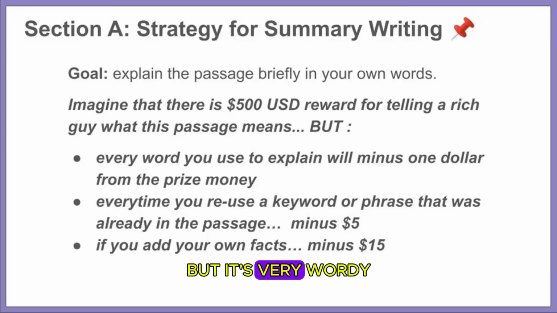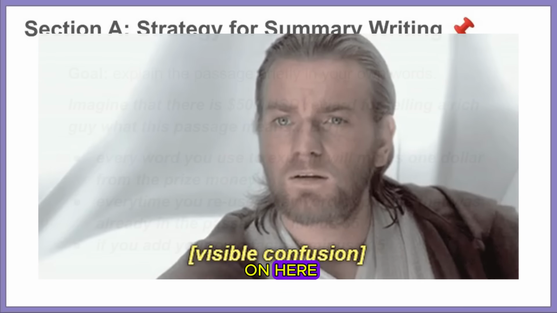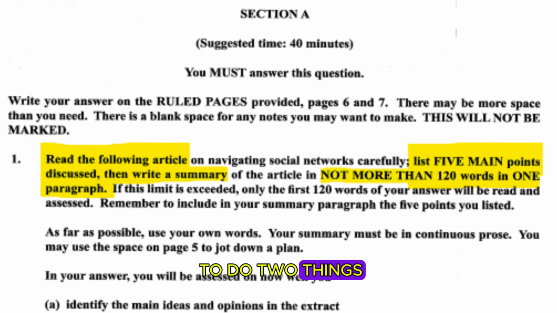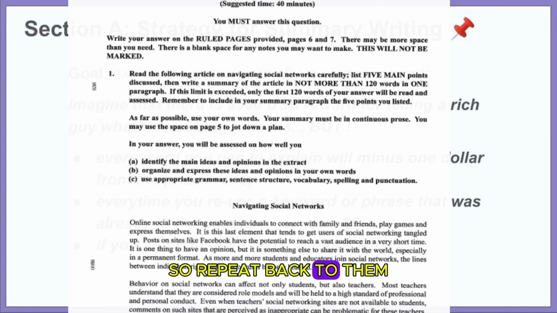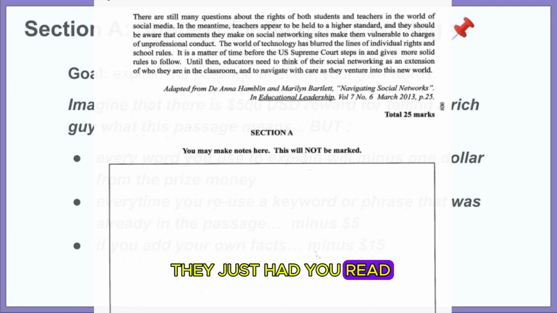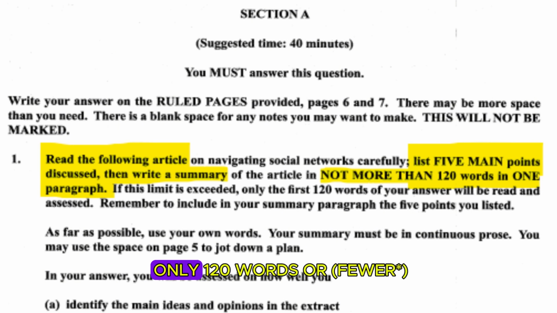But it's very wordy, and even when you're reading it, you'll notice that it's kind of hard to tell what's going on here, which maybe they put in to be part of the challenge, but it can be challenging. So your goal is to do 2 things. The first one is to pull out 5 main points from that section, and the second one is to summarize all of the information. So repeat back to them all of the information that they gave you in this passage that they just had you read, but they want you to do it with only 120 words or less, all right?